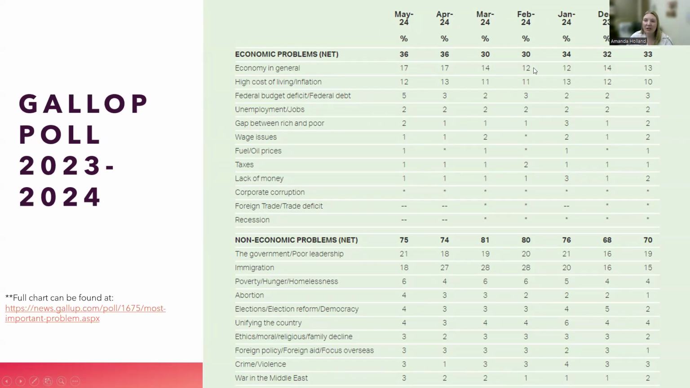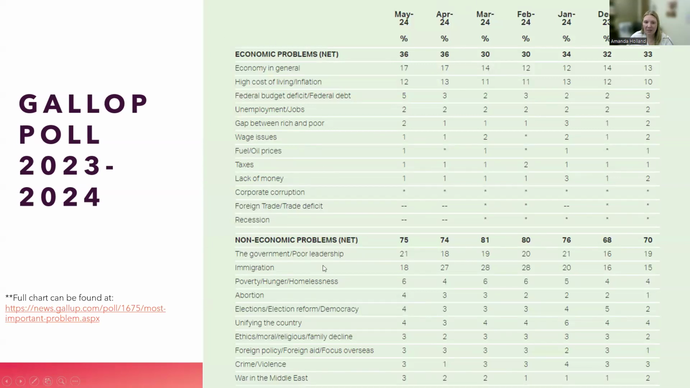It shows you what people are very worried about, things that are going through their head. You'll see number one across the board is the economy in general. High cost of living or inflation is next. The federal budget deficit, unemployment, and the gap between the rich and the poor. These things stay pretty consistent over time. And those are our economic problems.